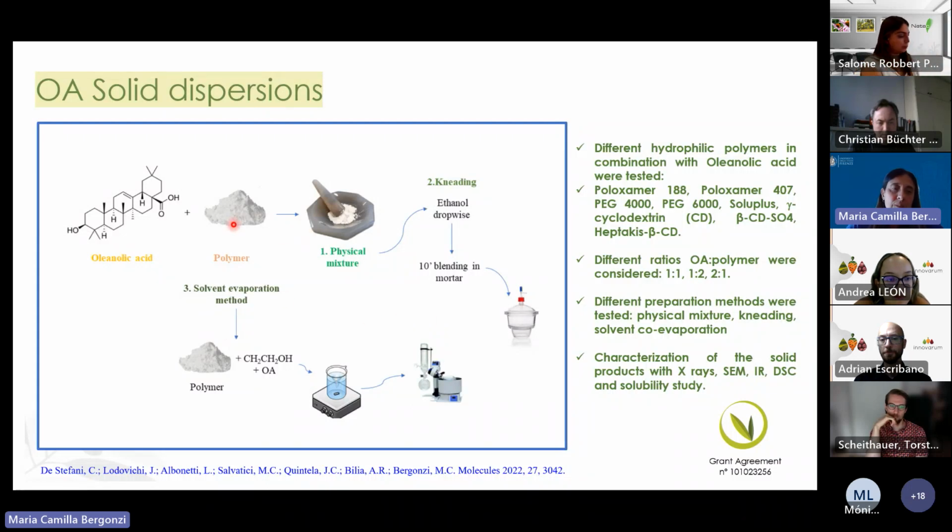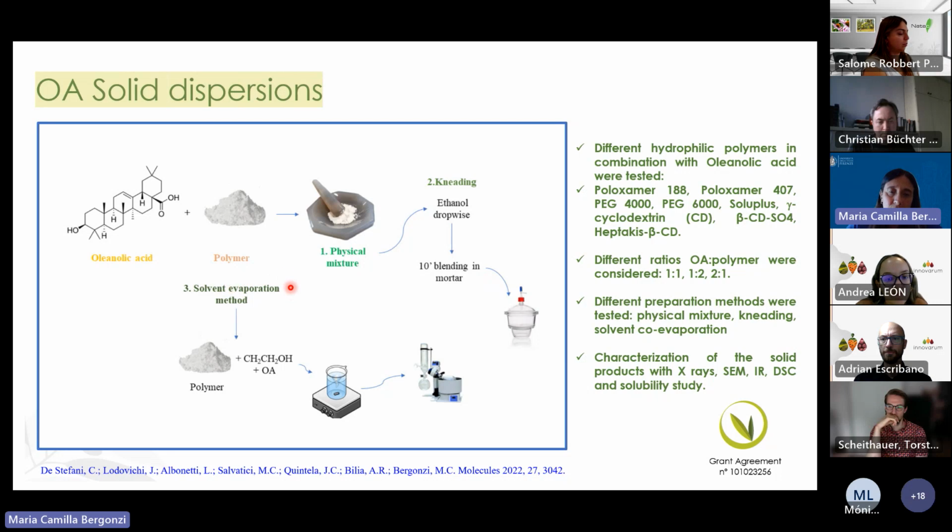We mix in a mortar polymer and oleanoic acid. We obtain a physical mixture. This is our reference formulation. Then we put some drops of ethanol inside these physical mixtures and we blend in mortar. We obtain a kneading product.